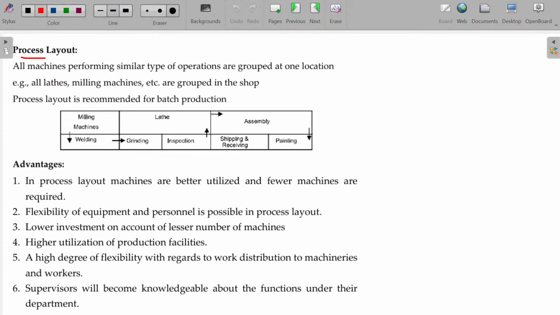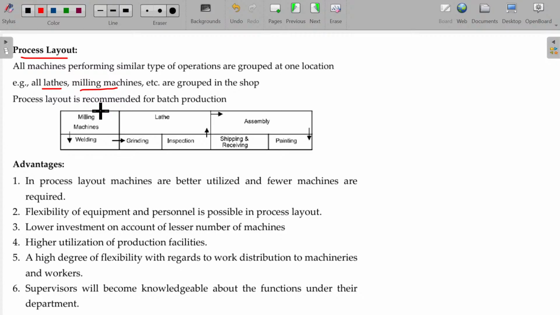In process layout, all the machines carrying similar jobs will be kept in the same department. For example, lathe, milling. Similarly, we have welding, grinding. These are the machines. If we have 2 or 3 lathes, all the 2 or 3 lathes will be kept in the same department. Milling machines will be kept in the other department.